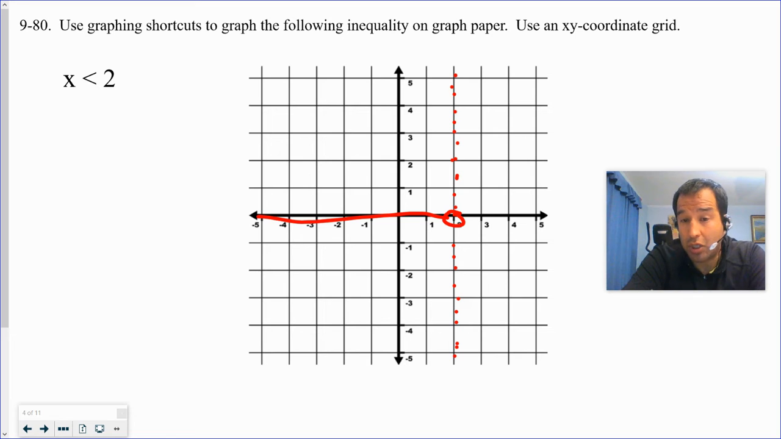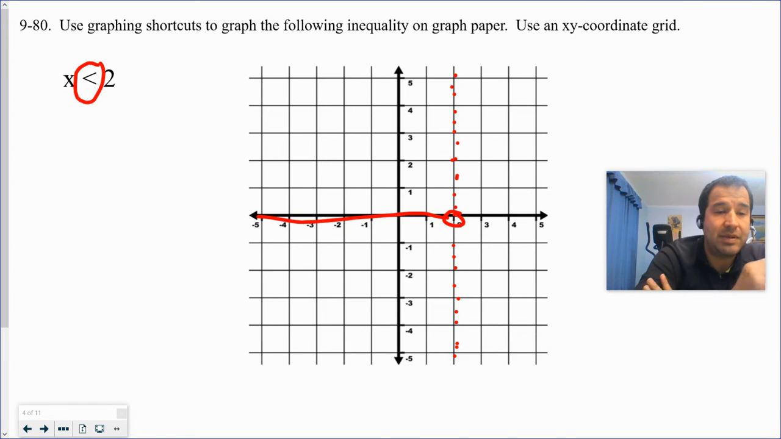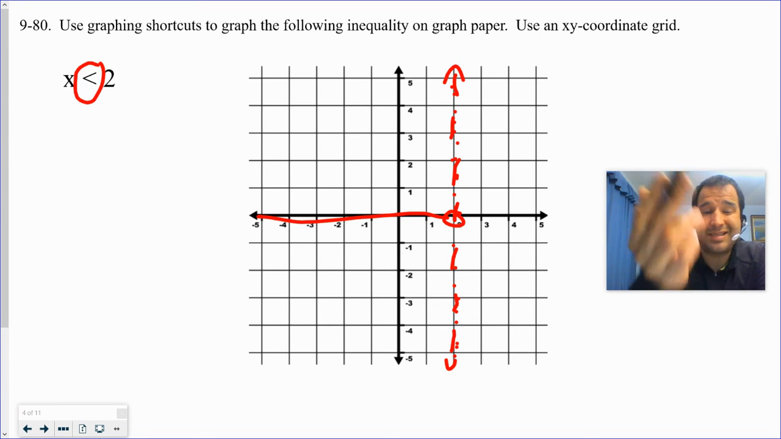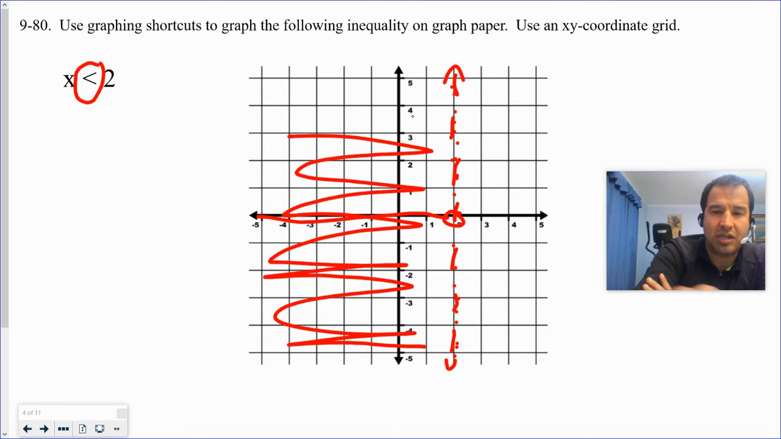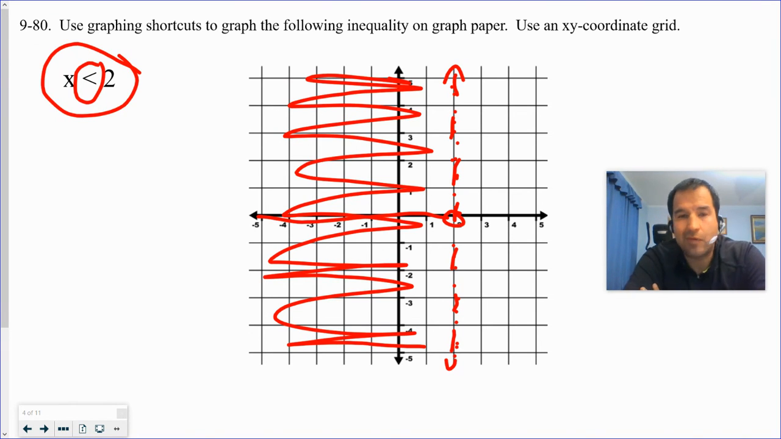Would it be dashed or solid? It would be solid. Oh, I'm sorry. It would be dashed because it does not include 2. So a dashed line all the way down with arrows. And then (0,0): is 0 less than 2? It is. So all of this side would get shaded in. That is how this would look on a 4-quadrant grid.